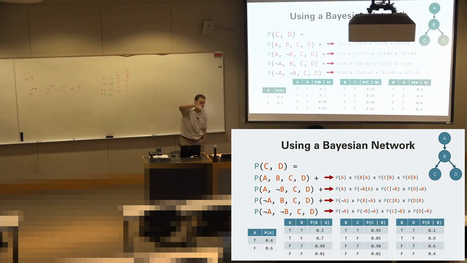We are working off of the Markov process. For any given variable, I only need to worry about its parent. So I start mapping those out. The probability of A times the probability of B given I've seen A, probability of C given B, probability of D given B. Now the probability of A, probability of not B given A, the probability of C given not B, the probability of D given not B. I map out every single one of them.